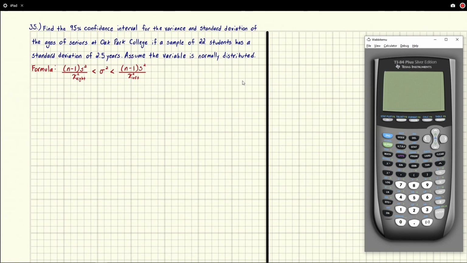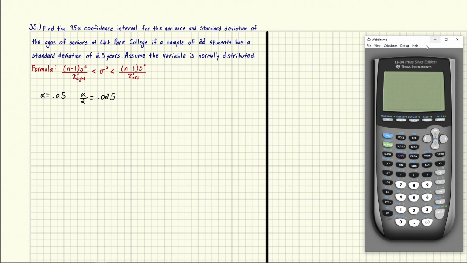All right, so first off, we're told we want a 95% confidence interval. That immediately tells us that alpha is going to be equal to 0.05. And because we're going to have half of it below the standard deviation, well, in this case, it's the variance, and half of it above, we're going to need to split our alpha in half. So alpha divided by 2 is 0.025.